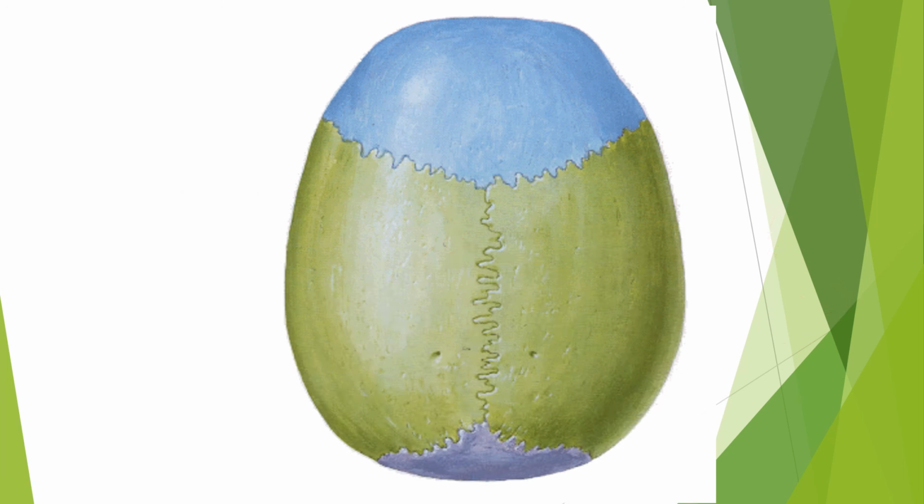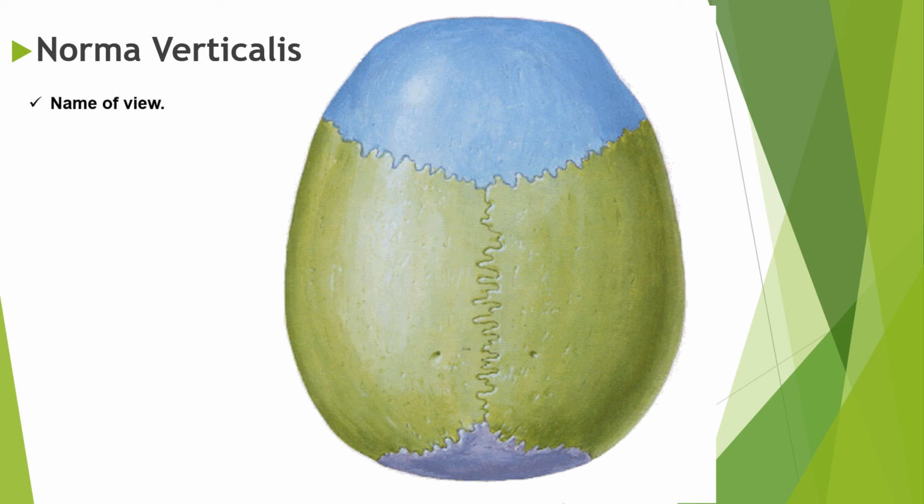You ask, what is this type of norma of the skull? This is a norma verticalis. You see from above. The first question to you, the name of the view: this is the norma verticalis because I see this skull from above. What are the bones found here? Yes, this is the frontal bone, this is the parietal bone, and this is the occipital bone.